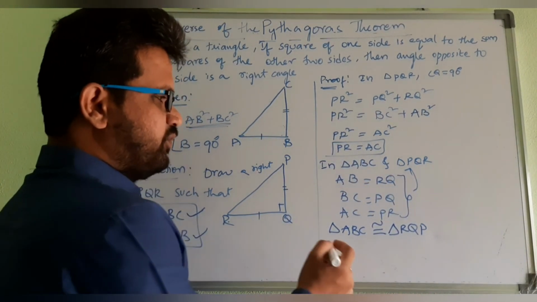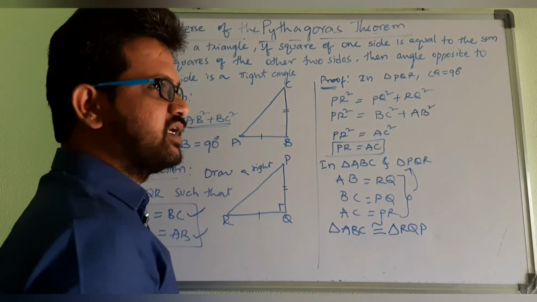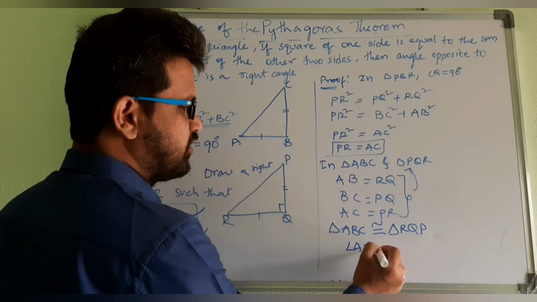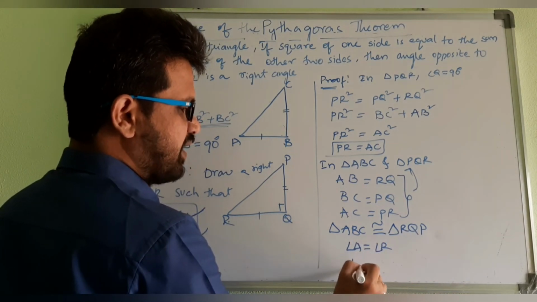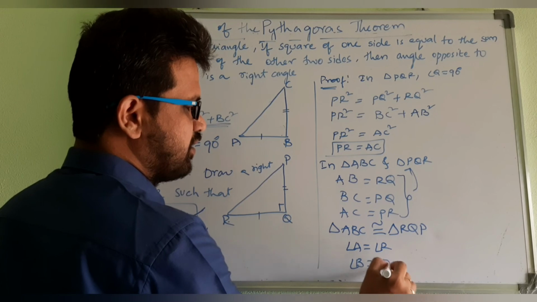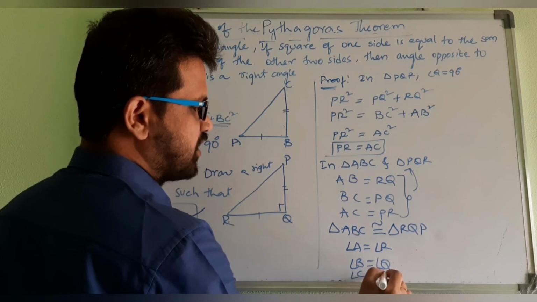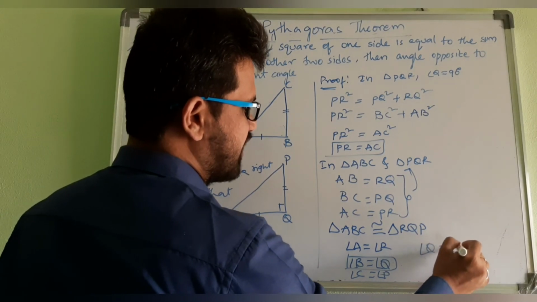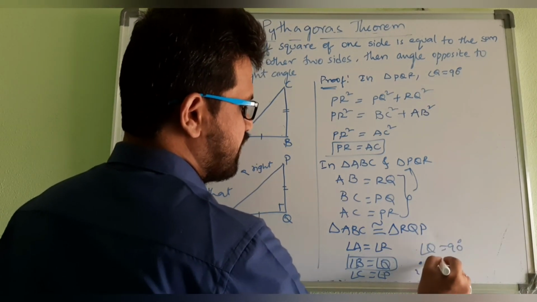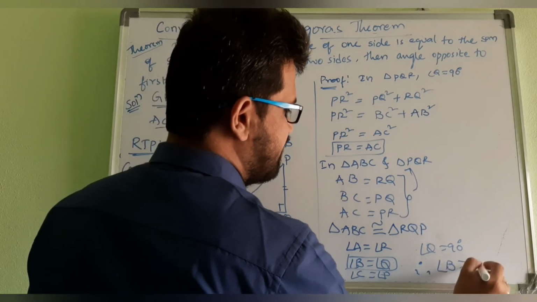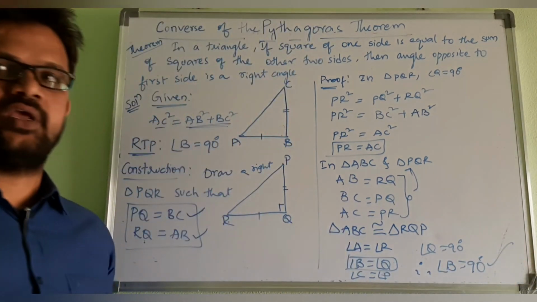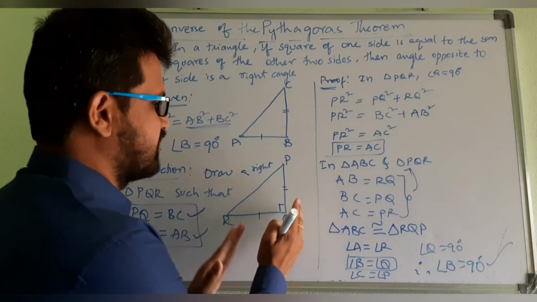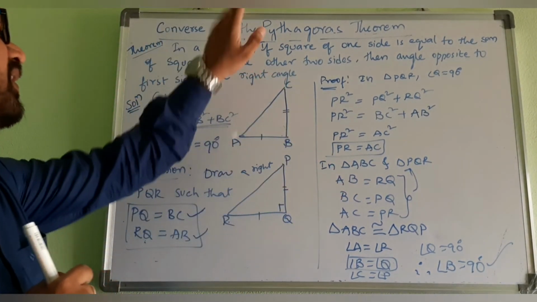If the two triangles are congruent, corresponding angles must also be equal. So angle A is equal to angle R, angle B is equal to angle Q, and angle C is equal to angle P. Angle Q is equal to 90 degrees. Therefore angle B also must be 90 degrees. Hence proved. Without the construction of this triangle we cannot prove it.